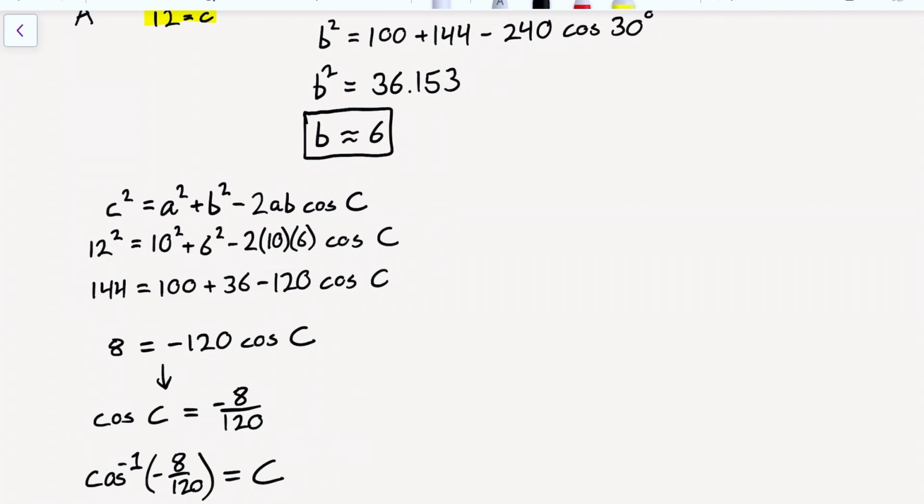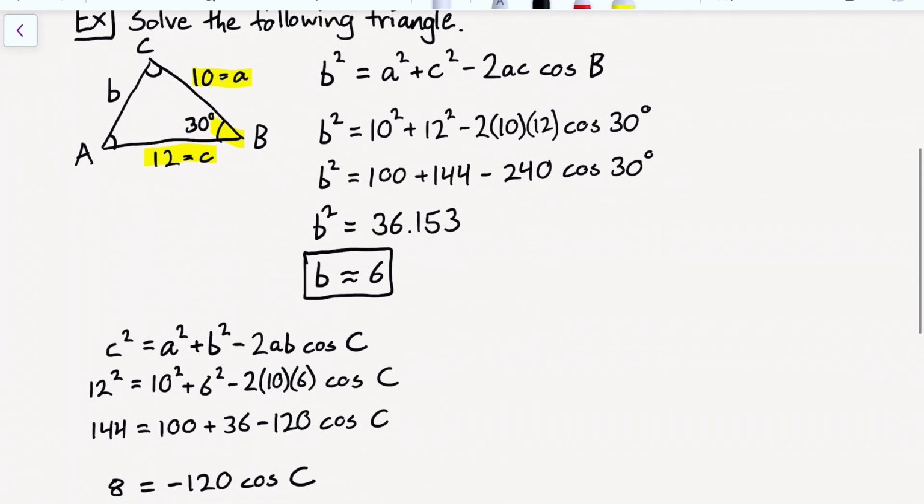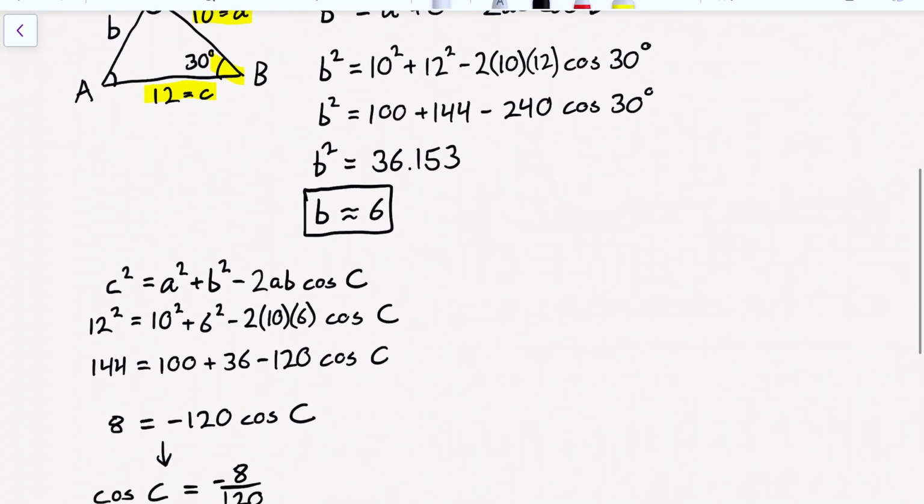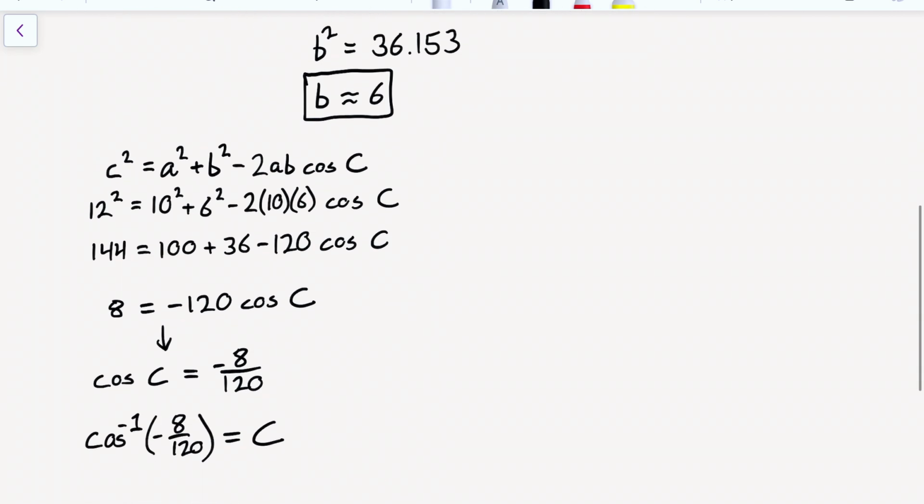Now C has to be between 0 and pi here because we're solving a triangle. C must be some angle between 0 and 180 degrees. So when I find the inverse cosine of negative 8 over 120, using my calculator and rounding to one decimal place, I get C is equal to 93.8 degrees. So I have a solution for angle C, and that also came from the law of cosines.